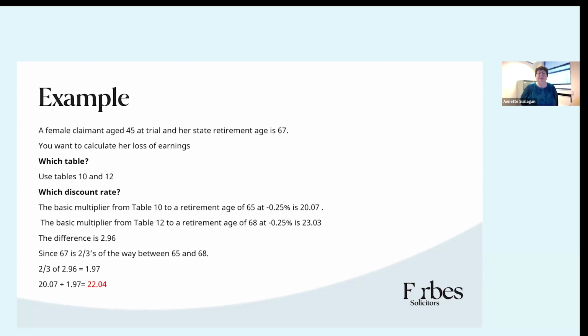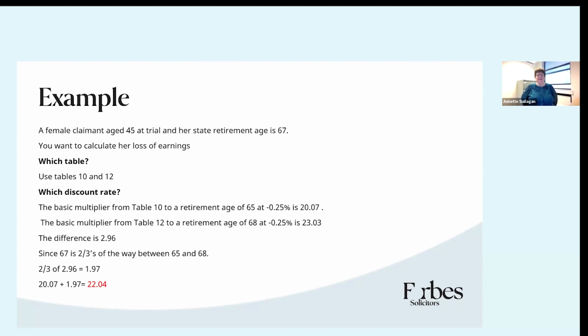So let's say the discount rate is minus 0.25%. Then you get a figure of 20.07 by applying that to table 10 for up to age 65. Then you'd also do the same calculation for table 12 to 68. That's 23.03. So the difference between the two figures, 20.07 and 23.03, is 2.96.